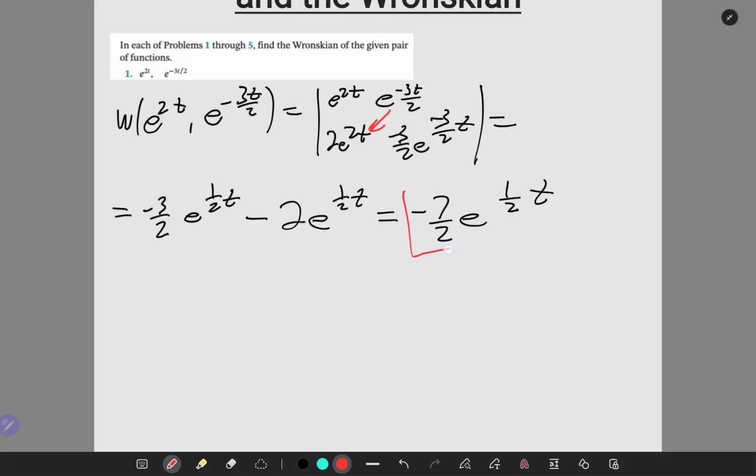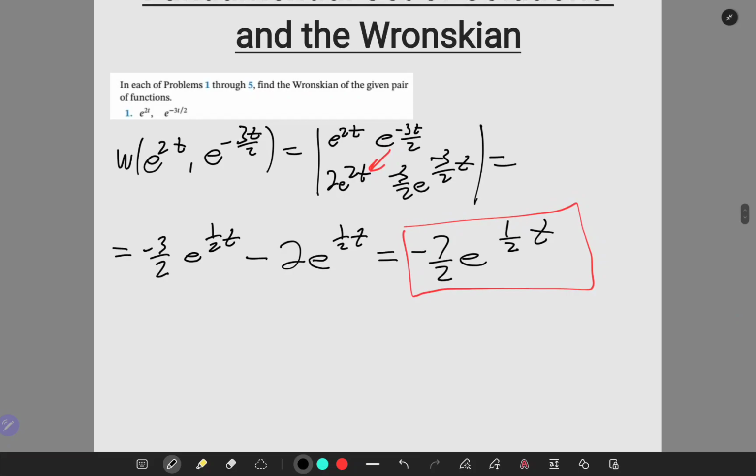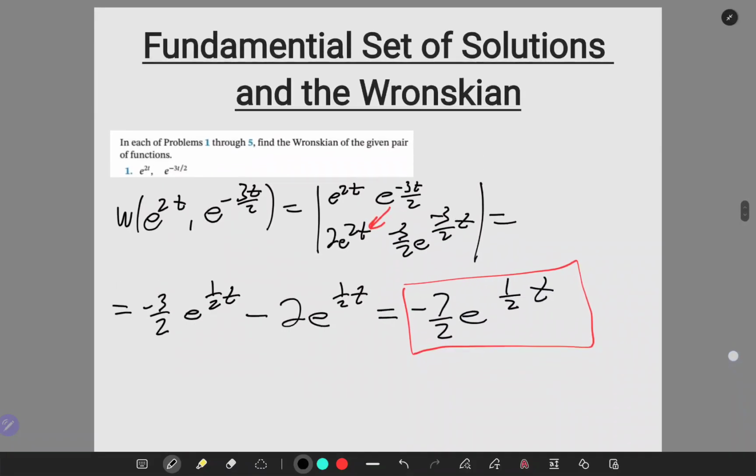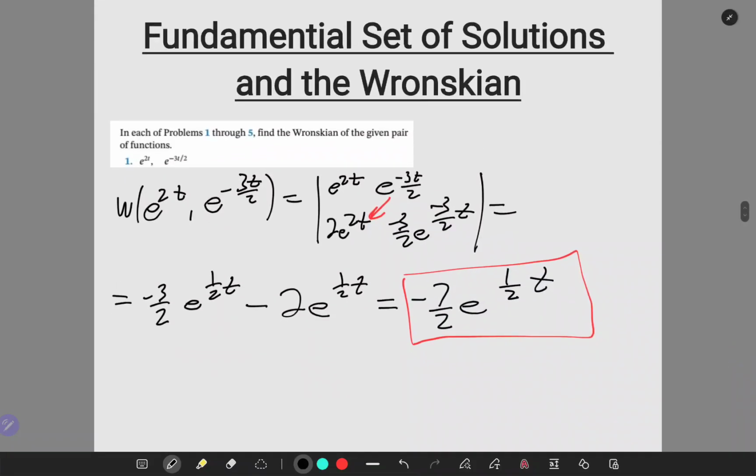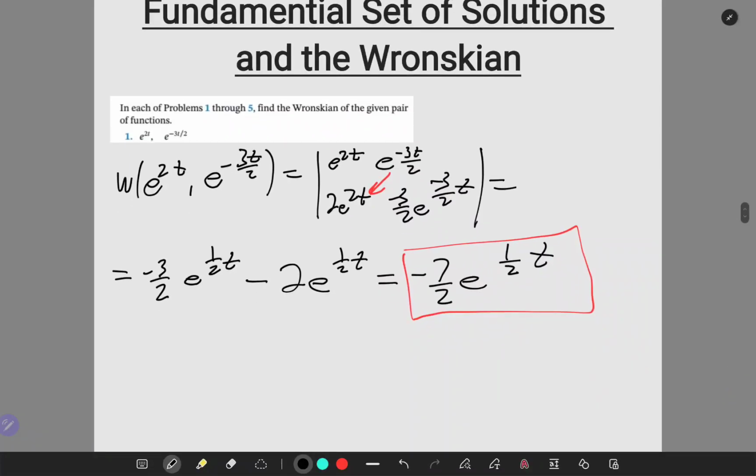And this is all it asked for. Now, if we were doing one of these problems fully, this is non-zero, so we would have a fundamental set of solutions. But it just asks us to find the Wronskian. Okay, so now let's look at our next problem.